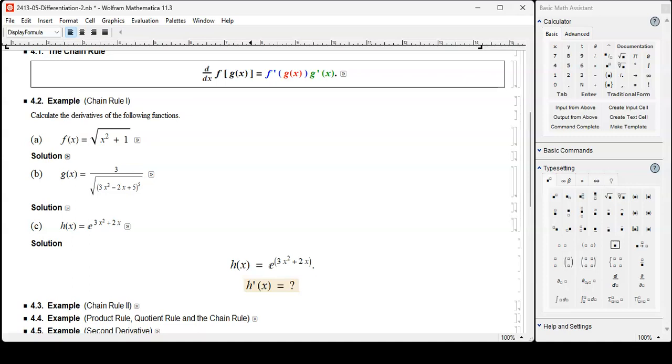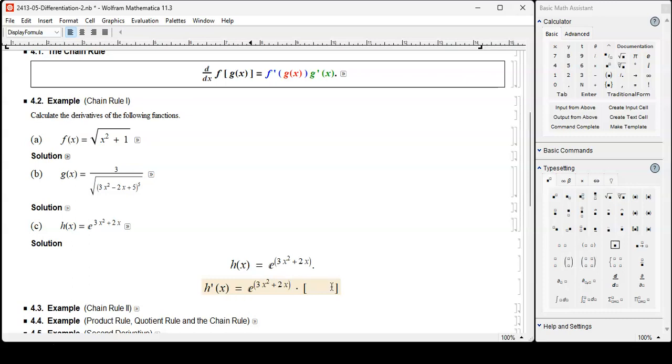Derivative of the outer function. It's a natural exponential function, but that stays the same. And then how about the inside? Inside also stays the same. Doubly, they stay the same. And then by chain rule, you have to multiply the derivative of the inside. So what is it? Derivative of the inside, we have 6x plus 2. Is that right? Well, that completes the computation.